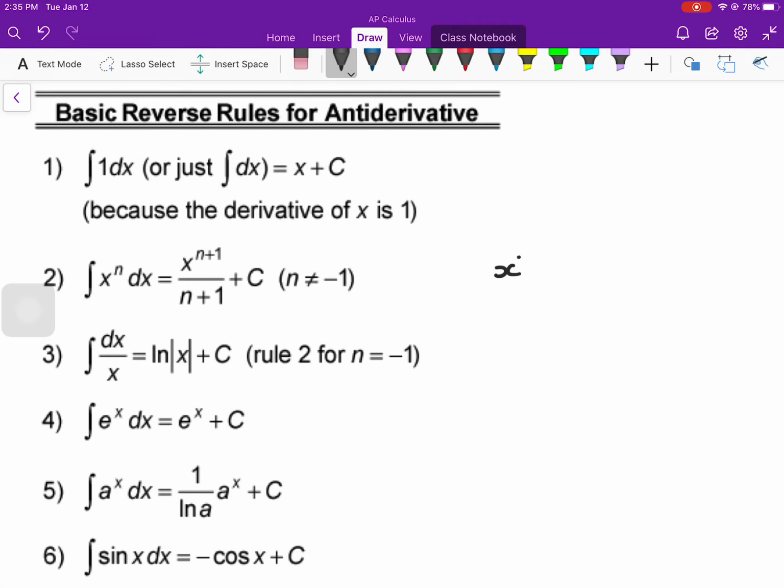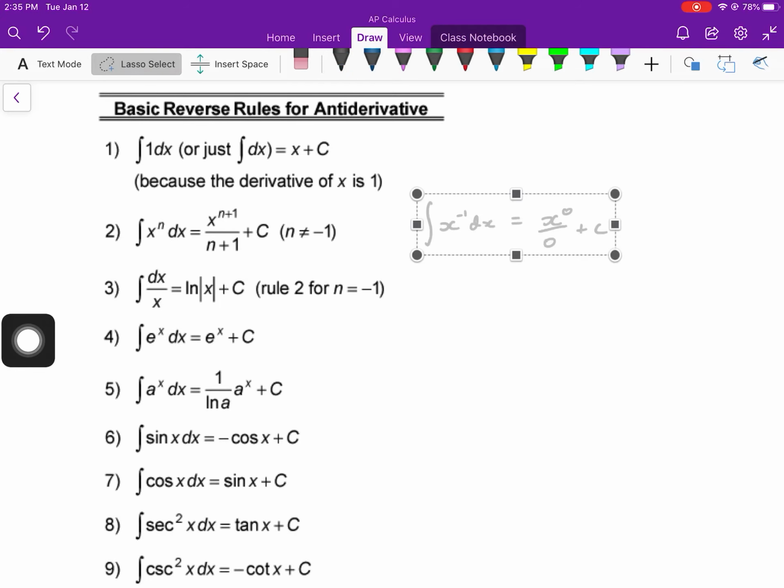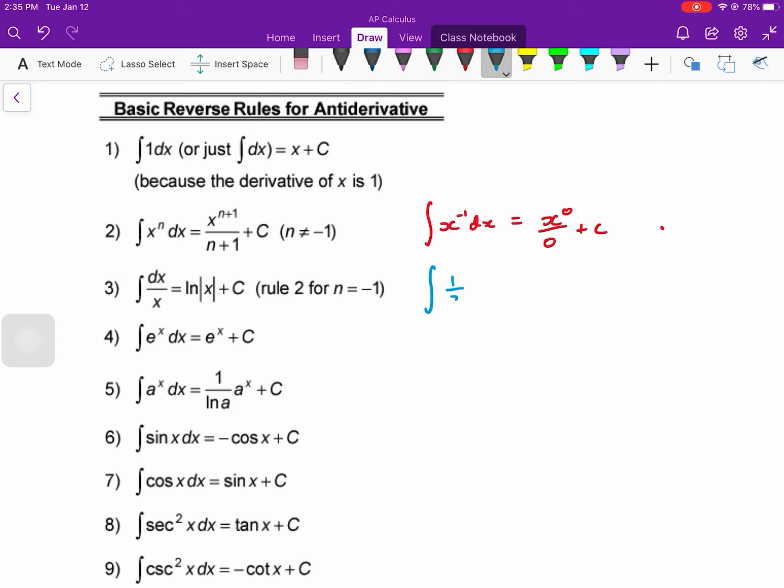If x is to the -1, you might have noticed this or thought about this. And you'll notice this won't work, because if we add 1 to the exponent, you get x to the 0 over 0 plus c. And that's why the power rule is not going to work for a power of -1. So what do you do in that situation? Well, if you remember, what is x to the power of -1 going to be? It's going to be 1 over x.